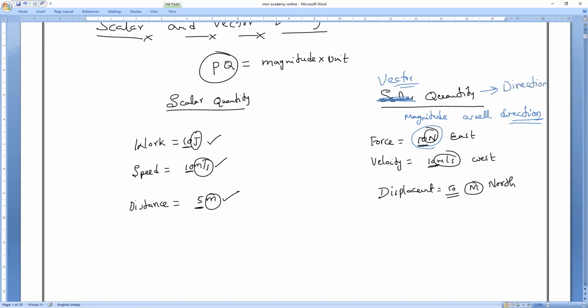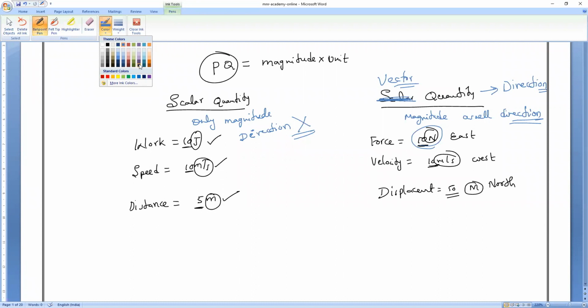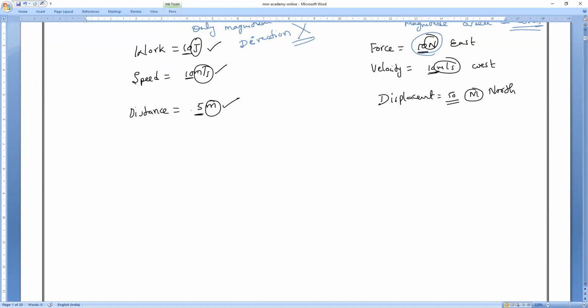So a vector quantity has direction as well as magnitude. And a scalar quantity has only magnitude, but no direction. That is what we call a scalar quantity and a vector quantity. Can you understand, everybody? If it is a scalar quantity it has only magnitude, and if it is a vector quantity it has magnitude as well as direction. That is what you have to remember. Now, how to represent this vector?